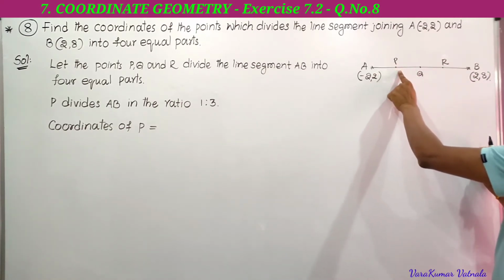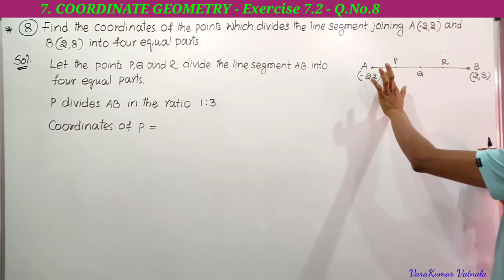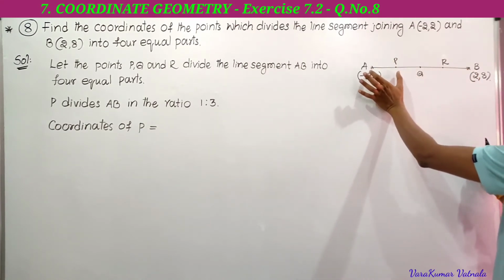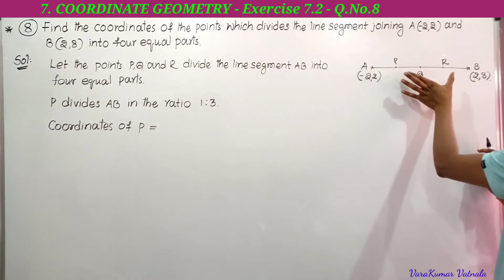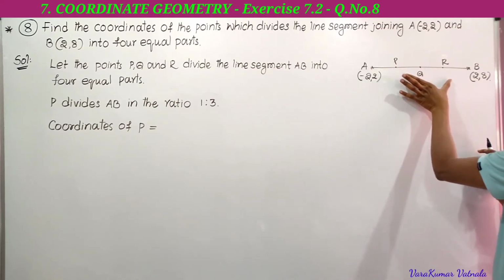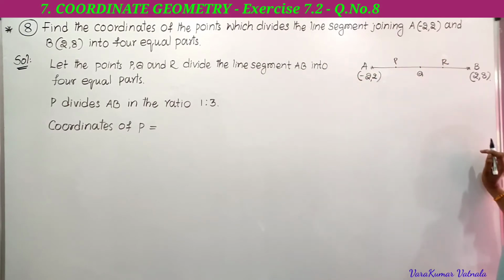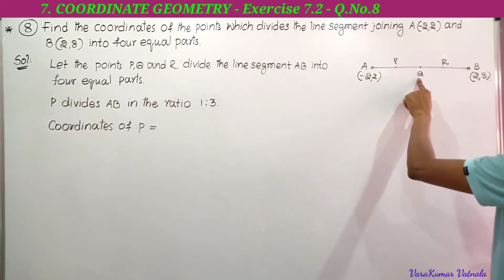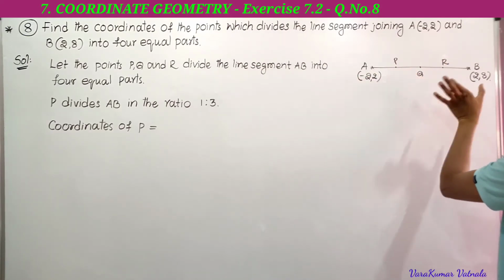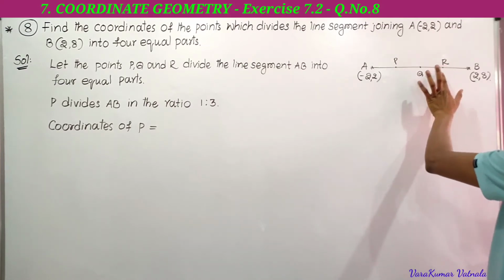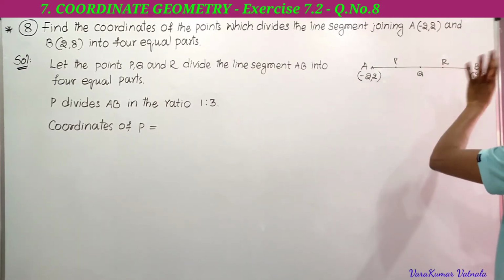P is dividing AB in the ratio 1:3. So this is one part on the left hand side, and there are 3 parts on the right hand side. P divides AB in the ratio 1:3. Q is dividing AB in the ratio 2:2. R is dividing AB in the ratio 3:1.